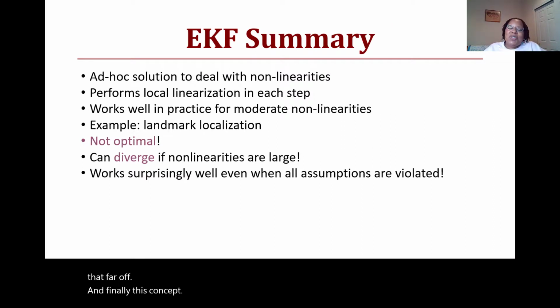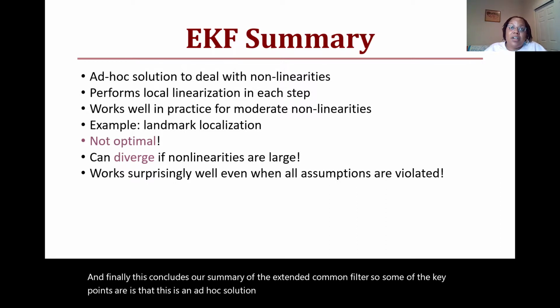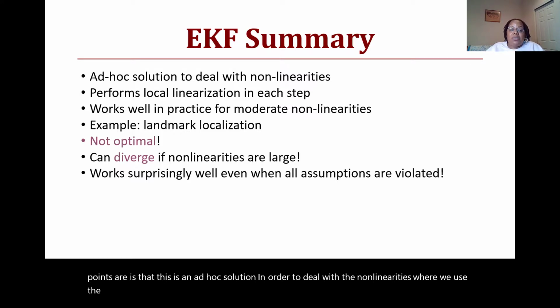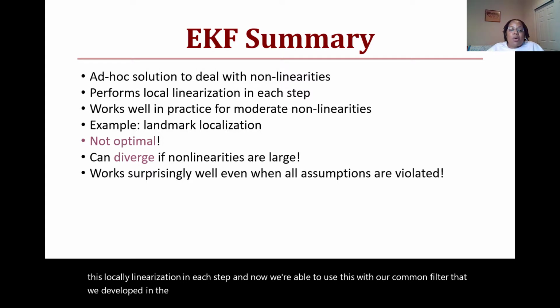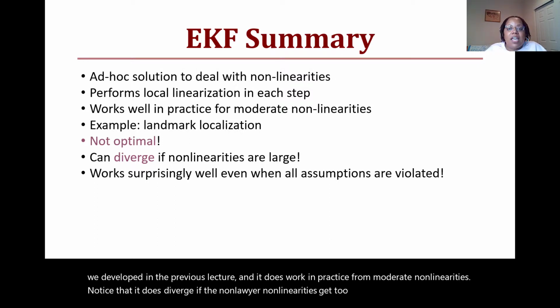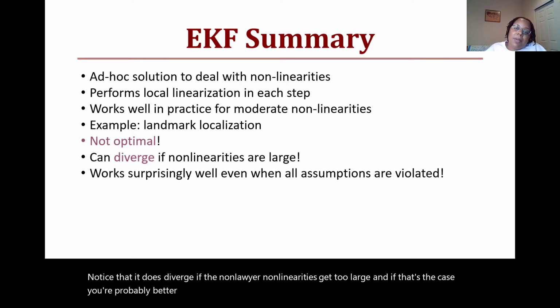And finally, this concludes our summary of the extended Kalman filter. So some of the key points is that this is an ad hoc solution in order to deal with the non-linearities, where we use the Jacobian in order to find the Taylor series expansion around some point. We perform this local linearization in each step, and now we're able to use this with our Kalman filter that we developed in the previous lecture, and it does work well in practice for moderate non-linearities, but notice that it does diverge if the non-linearities get too large, and if that's the case, you're probably better off to use a different type of localization algorithm, such as the discrete or particle filters.